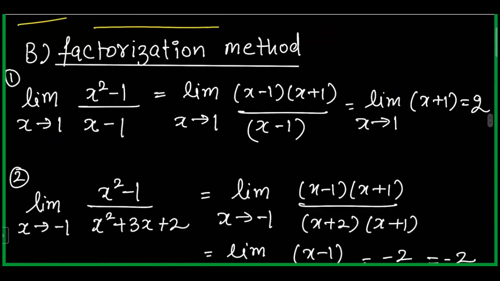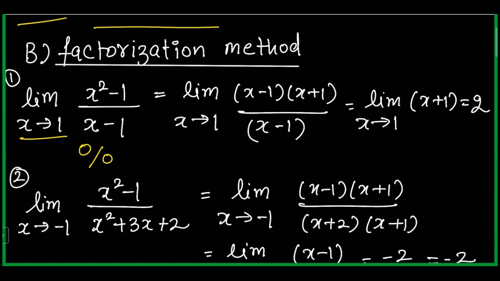Next is the factorization method. Your question is the limit as x approaches 1 of (x square minus 1) by (x minus 1). So what is our rule? First check whether we are getting our answer or something crazy. So just put the value of 1 here. 1 minus 1 is 0 and 1 minus 1 is 0. So we are getting 0 by 0. It means we have to do something else.